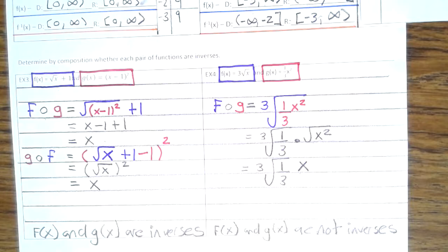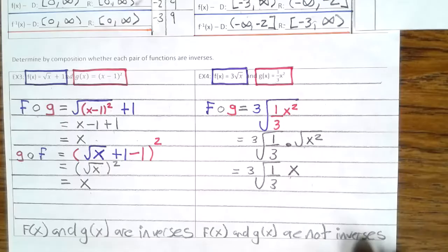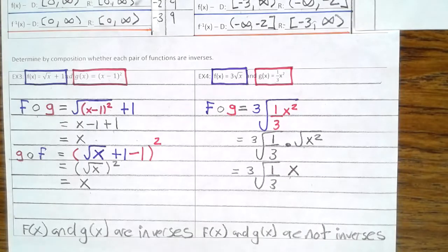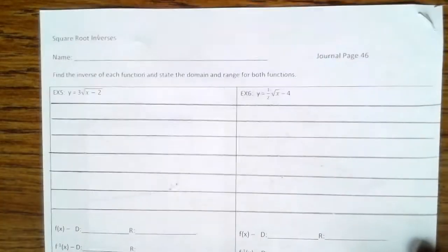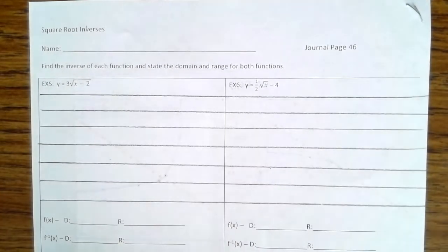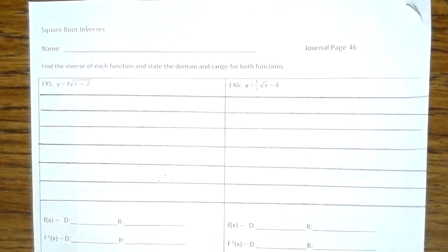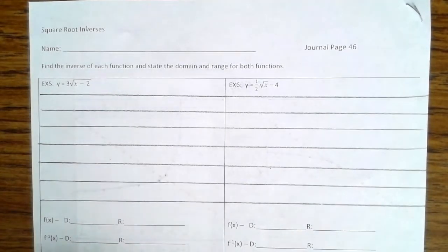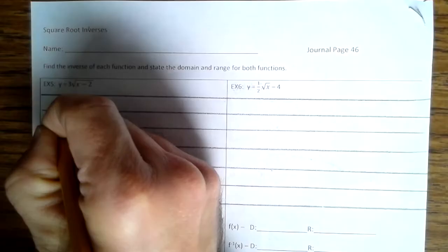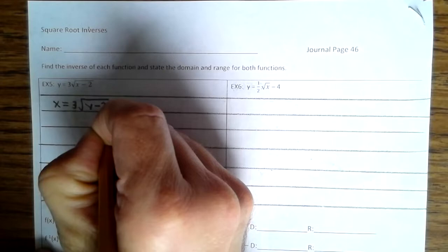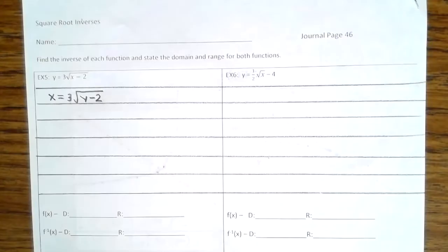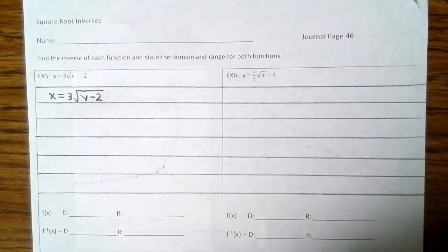All right, find the inverse of each function and state the domain and range of each. Now, when solving for the inverse algebraically, the first step is you switch x and y. So x equals 3 times the square root of y minus 2. Okay. Our first step is we're going to divide both sides by 3. So x divided by 3 equals the square root of y minus 2.